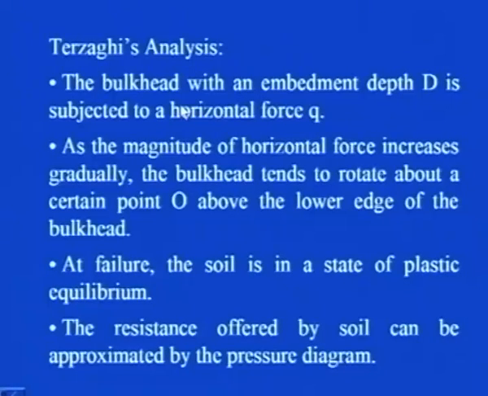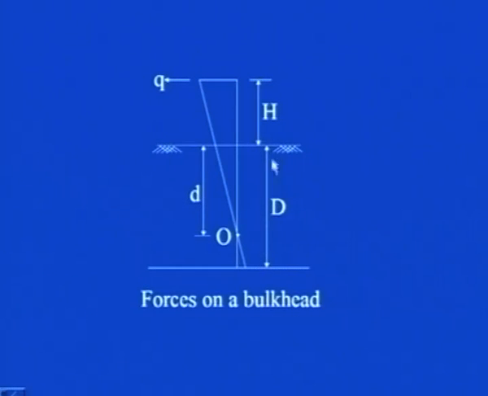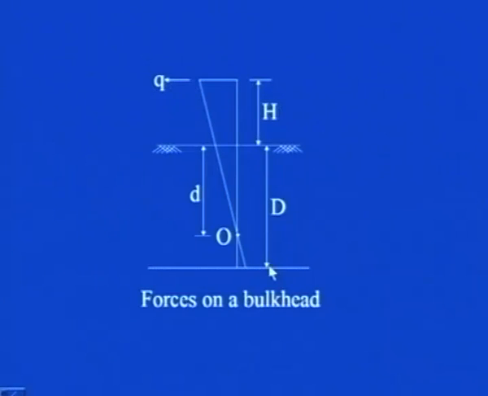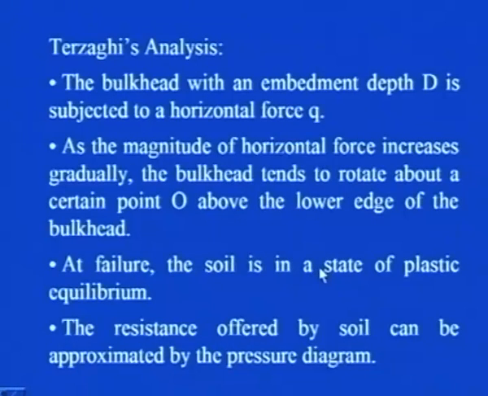The bulkhead with an embedment depth d is subjected to a horizontal force Q. As the magnitude of the horizontal force increases gradually, the bulkhead tends to rotate about a certain point O above the lower edge of the bulkhead. So, as the value of Q increases, it will have a tendency to rotate about a particular point, which is O in this figure, and it is above the base of the bulkhead. Now, what will happen at failure?